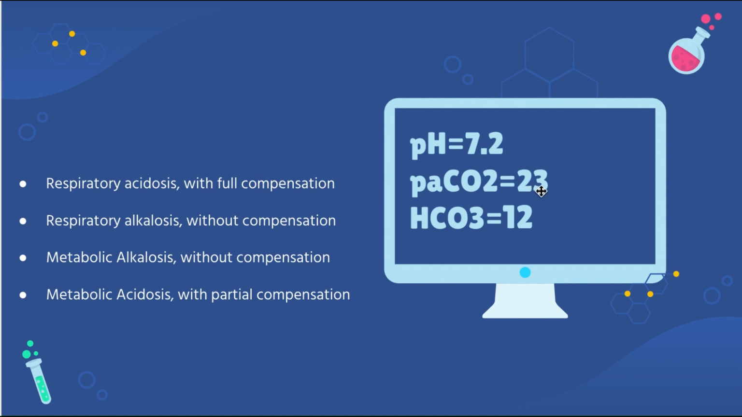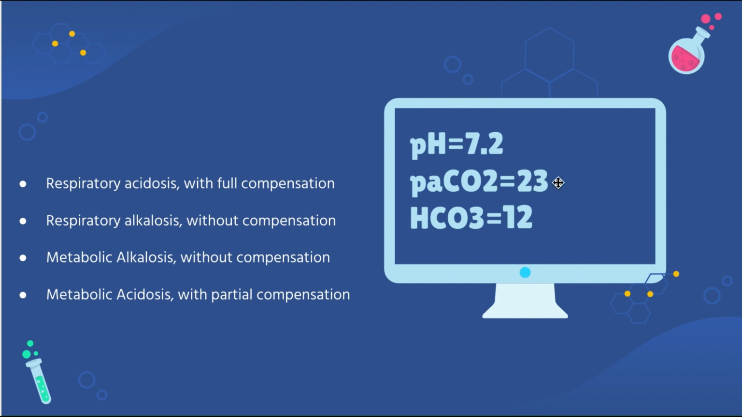Partial compensation is when the pH is still abnormal, but there is an increase or a decrease in both values. That means they're trying to compensate. If it was without compensation, then one of the values would be normal. That means that in this case, since it's a metabolic acidosis, the PaCO2 should have been normal for it to be without compensation. That means the PaCO2 is not trying to compensate for the acidity in the blood.